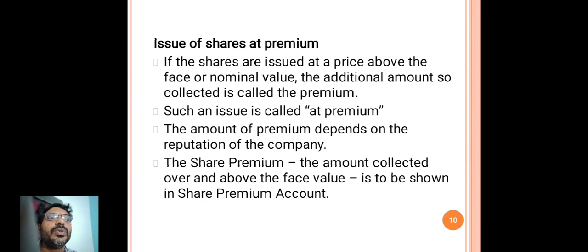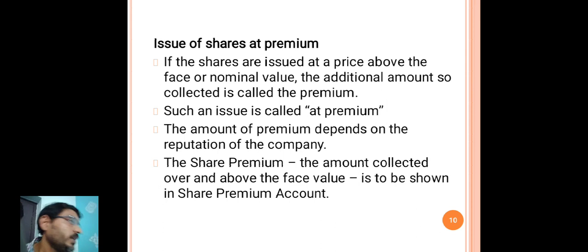If the shares are issued at a price above the face or nominal value, the additional amount so collected is called the premium. Such an issue is called at premium. The amount of premium depends on the reputation of the company. The share premium, the amount collected over and above the face value, is to be shown in the share premium account.